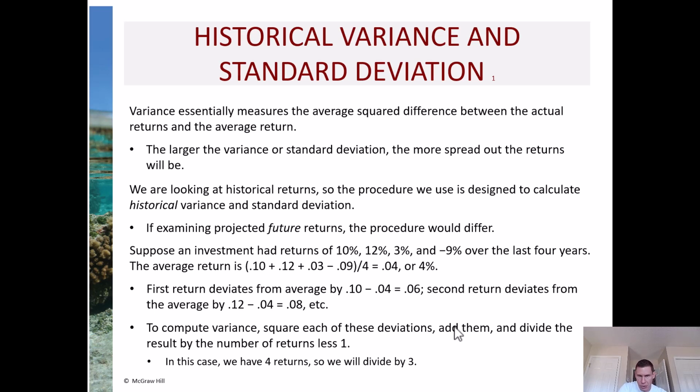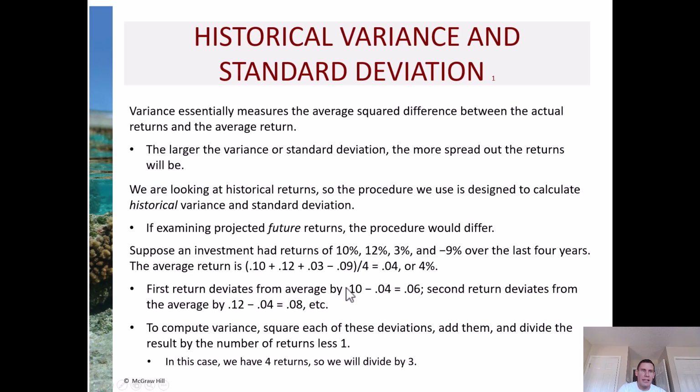So we're looking at historical returns. The procedure we use is designed to calculate historical variance and standard deviation. If examining projected future returns, then of course the procedure would be different. So suppose an investment had returns of 10, 12, 3, and negative 9% over the last 4 years. The average return would be 0.1 plus 0.12 plus 0.03 minus 0.09, divided by 4 to get the average, and we get an average return of 4%.